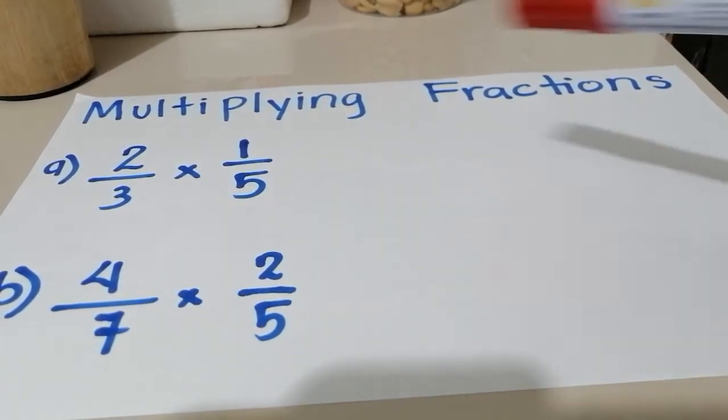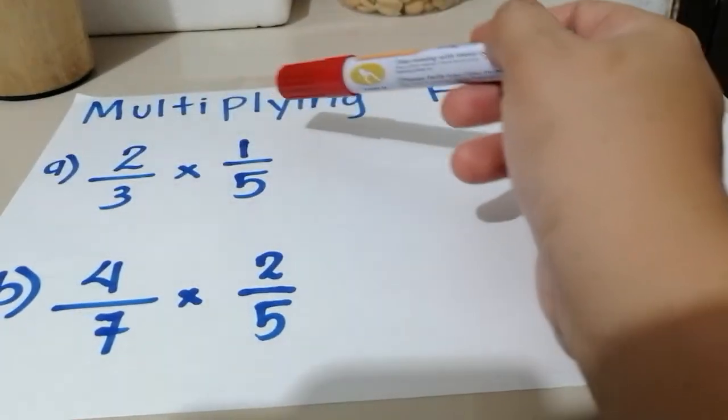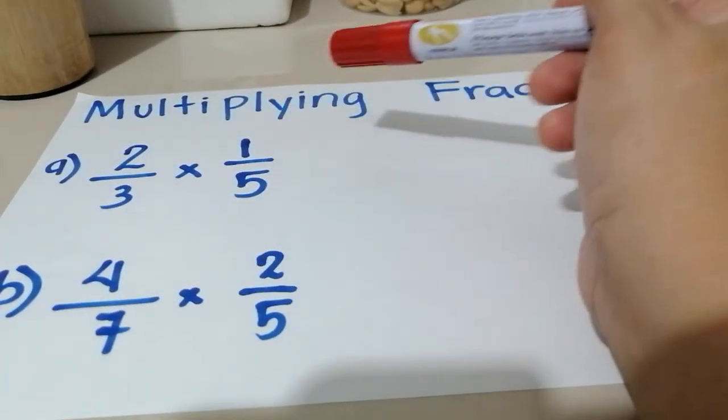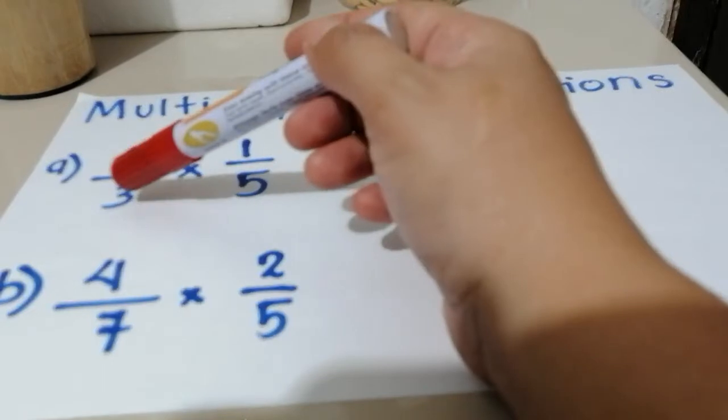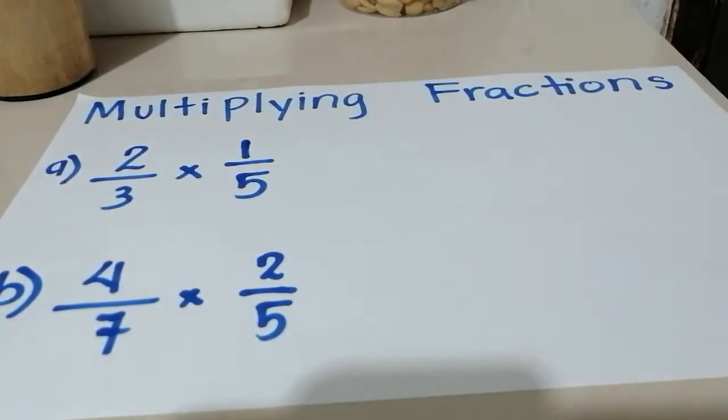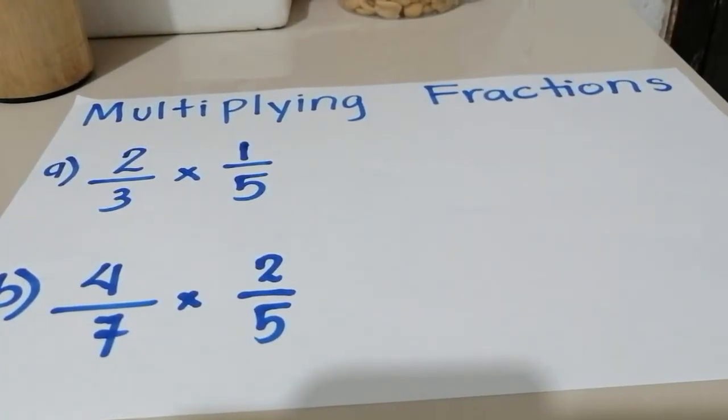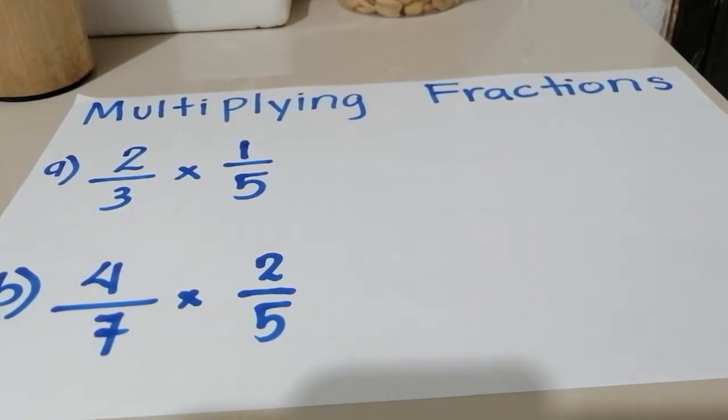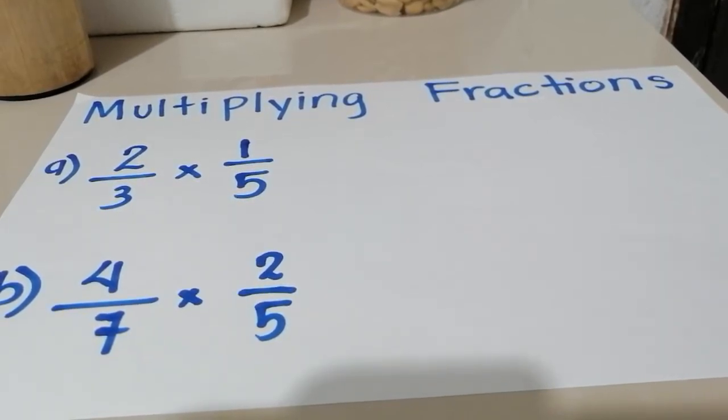Unang-una, imumultiply mo lang yung numerator times numerator. Pagkatapos, susunod, imumultiply mo ang denominator times denominator. Yon, ganun lang siya. Kaya sabi ko mas madali siya. Okay? So, don't be confused guys. Huwag kayo ma-confuse na kapag nagmumultiply kayo ng fractions, kailangan nyo pang kunin ang LCD.